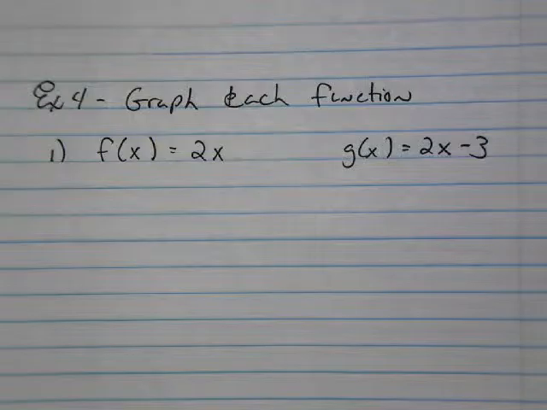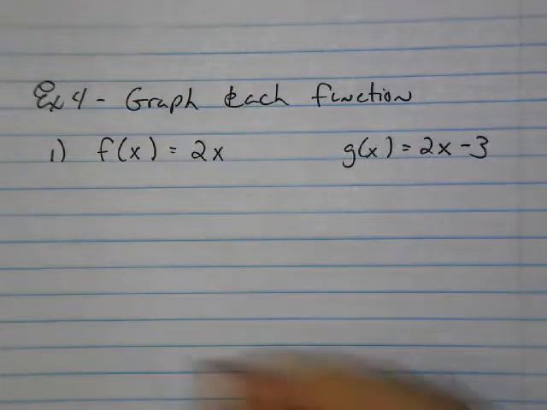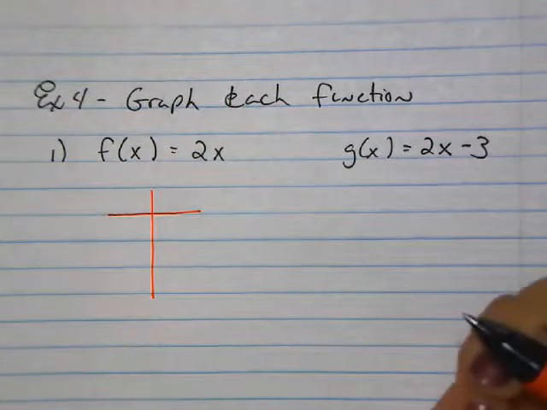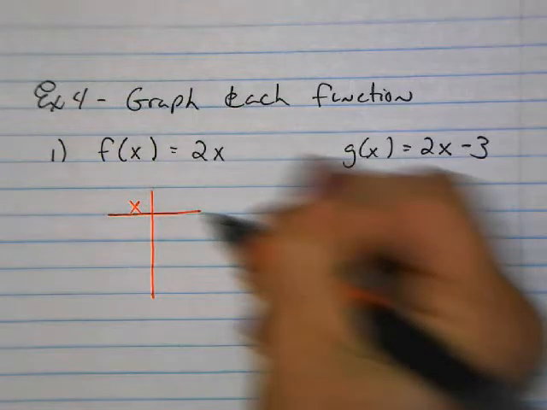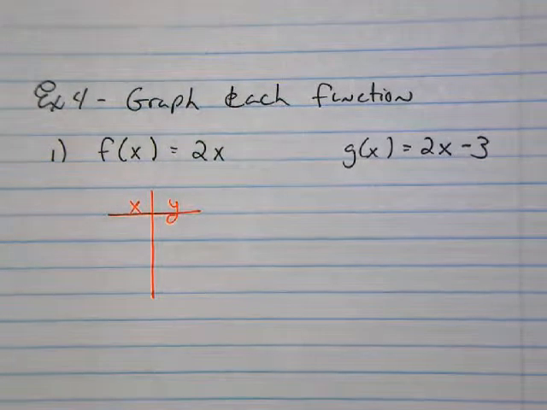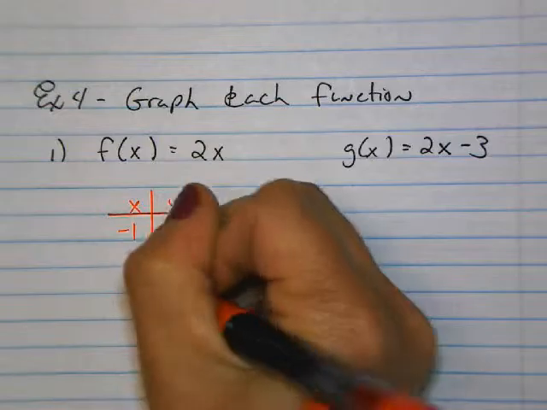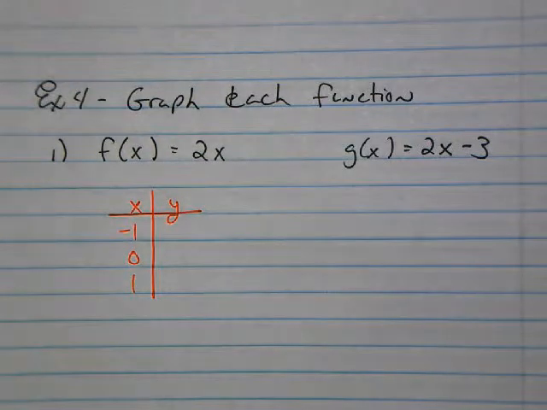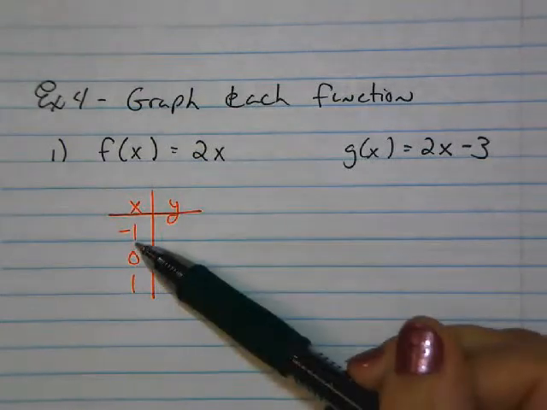So, lots of ways to graph a function. You can use slope and y-intercept. You can use your calculator. I'm going to go ahead and do this one with the chart that you remember from Algebra 1 and pre-algebra. So you input your domain, you output your range. I always like to pick -1, 0, 1. Okay, so I input a -1. 2 times -1 is -2. 2 times 0 is 0. 2 times 1 is 2.